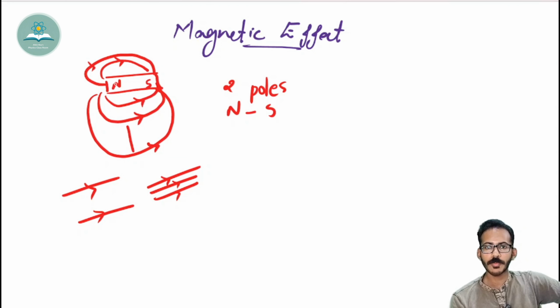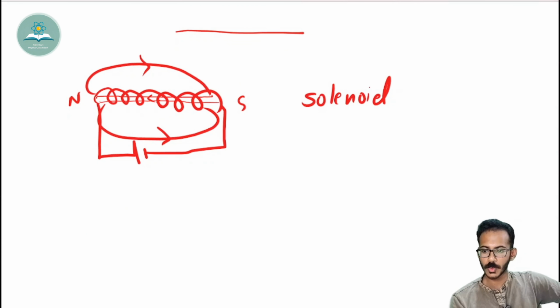Even in the case of a bar magnet, the direction of magnetic field line inside the bar magnet is from south to north. So this forms a complete closed path. Outside the bar magnet, the direction is from north to south. Inside it is from south to north. In the same way, in a solenoid also, outside the solenoid, the direction of magnetic field will be from north to south and inside it will be south to north, and inside a solenoid the magnetic field will be constant.